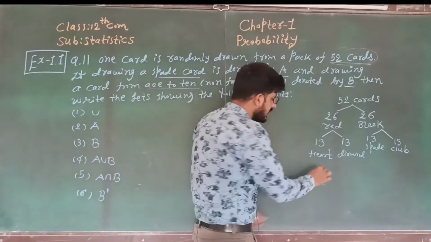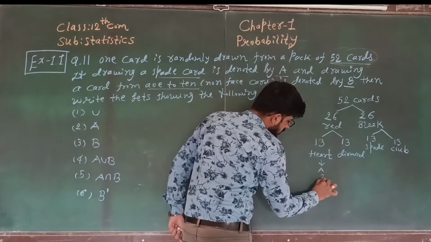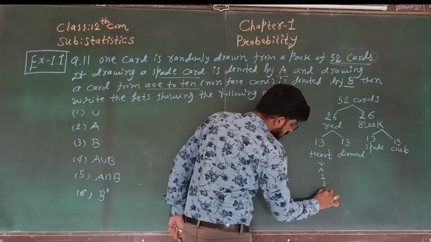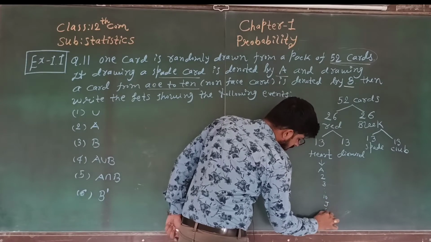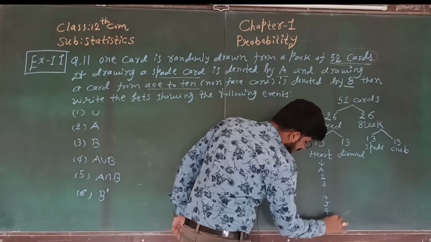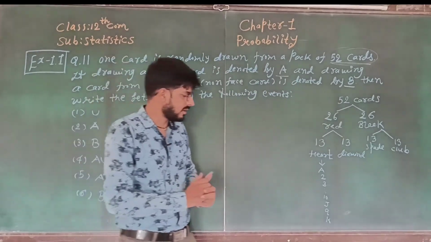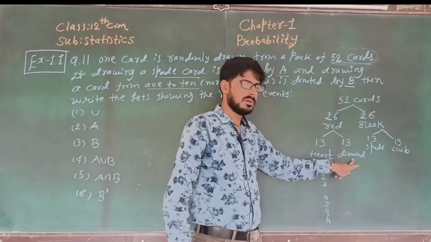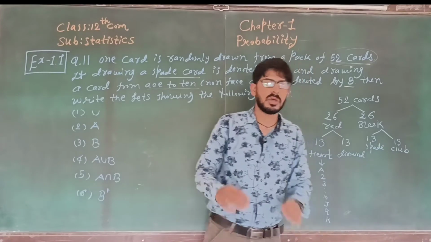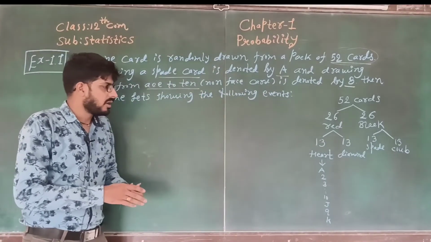Then 13 cards means A, 2, 3 up to 10, then J, Q and K. So we get 13 cards. Is it clear? Same thing for diamond, spade and club: 13 cards each. So we get 52 cards.